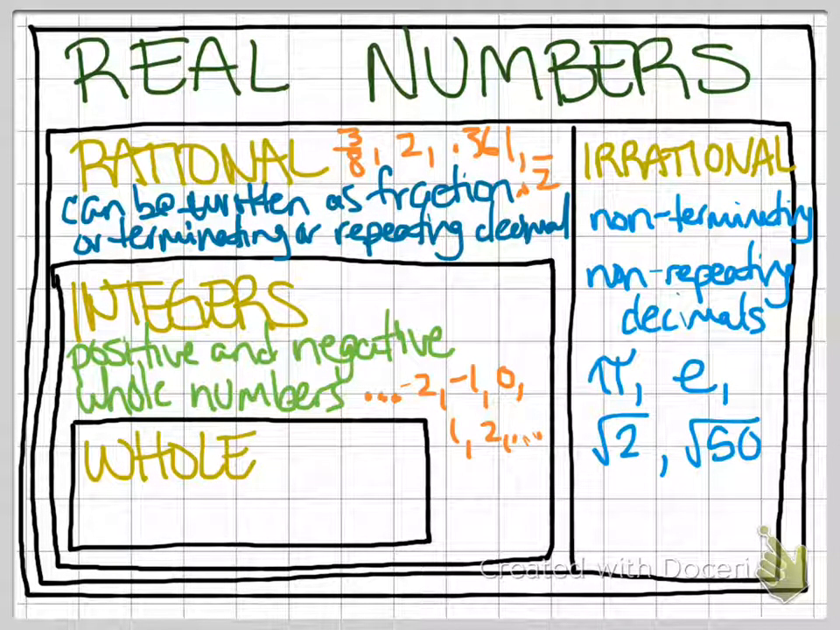The next smallest subset of rational numbers would be integers, and these are positive and negative whole numbers. So all of your numbers from negative 100, negative 99, all the way to negative 2, negative 1, 0, 1, 2, 3. Any of those positive or negative whole numbers are called integers.